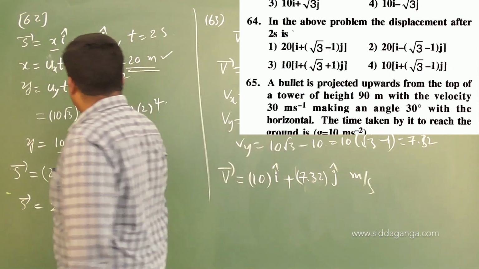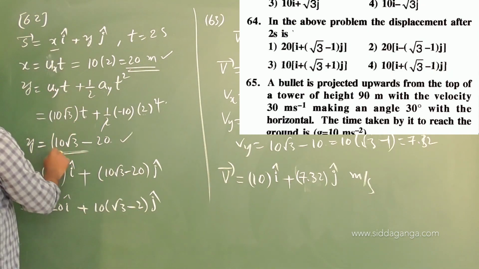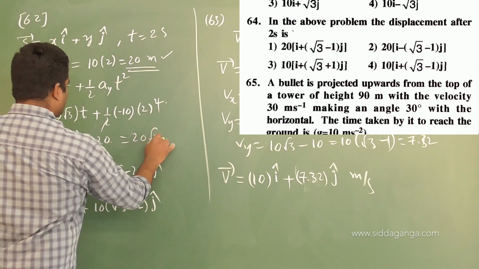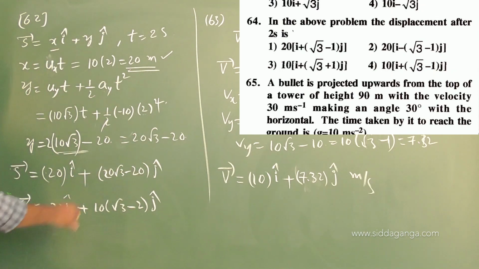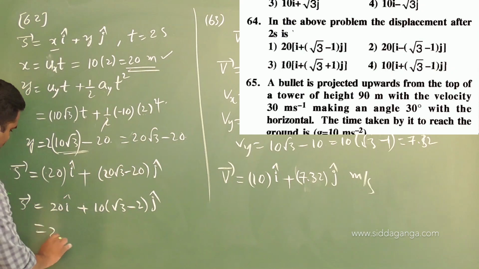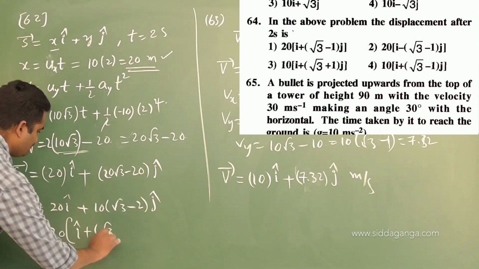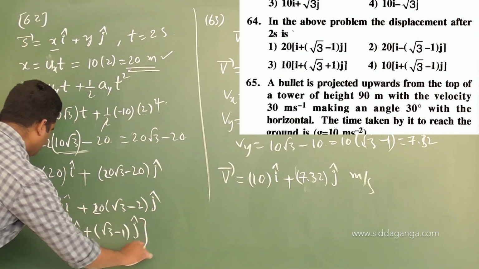Here the t value we have not substituted, I think. We have written 10 root 3, and the t value is what? It is 2 actually, right? That 2 also you have to substitute. Then you will get 20 root 3 minus 20. Overall we can take 20 common: 20 into (root 3 minus 1) j cap. You pick this option here.